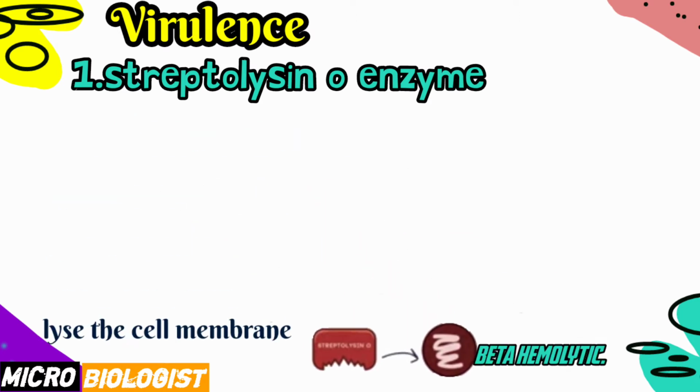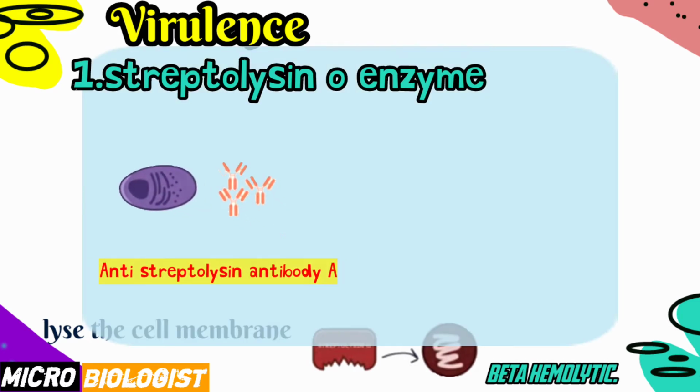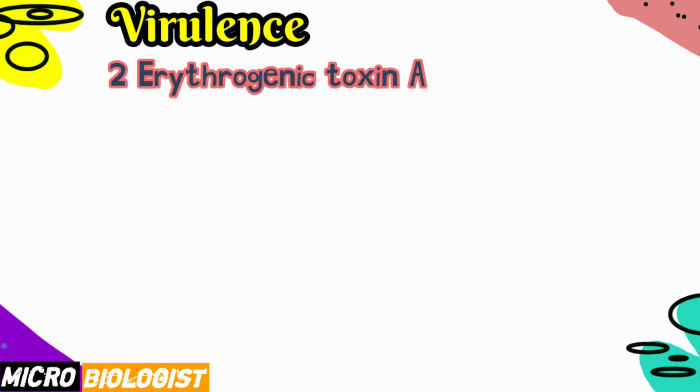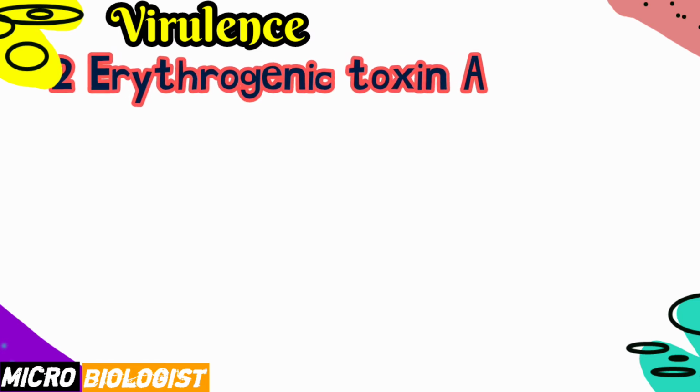In addition to this, our body generates anti-streptolysin O antibody and anti-DNase antibody against Streptococcus pyogenes. The second toxin is erythrogenic exotoxin A. This is a superantigen.